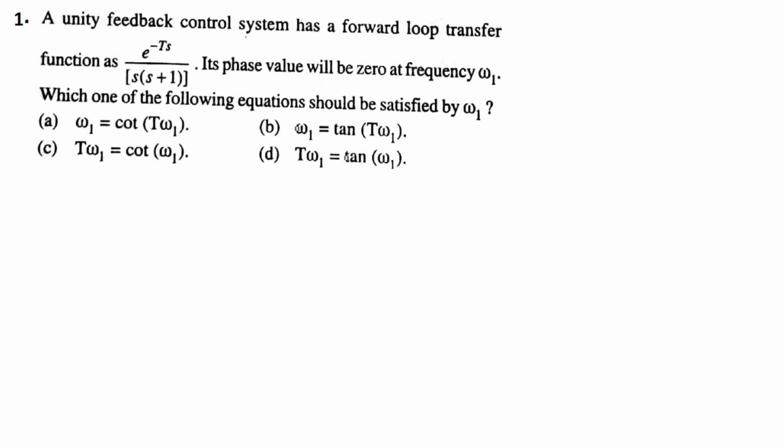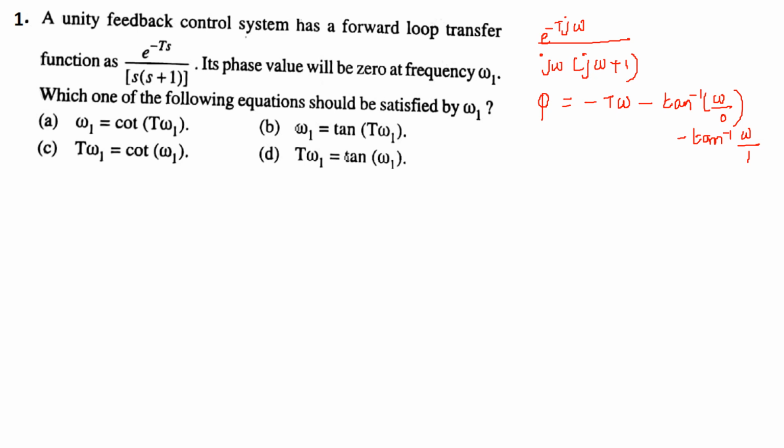So first of all, find out the phase of this equation. e^(-t j omega), put s equal to j omega, divided by j omega into (j omega plus 1). Now find out the phase. Phi is equal to minus t into omega, minus tan inverse omega by 0, minus tan inverse omega by 1. Then phi is equal to minus t omega minus tan inverse of omega by 0, that is tan inverse infinity. When tan reaches the value infinity, that is tan 90 degrees, minus tan inverse omega.